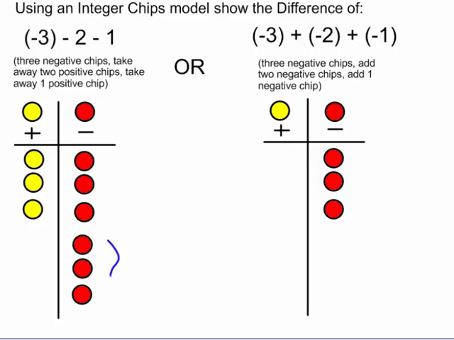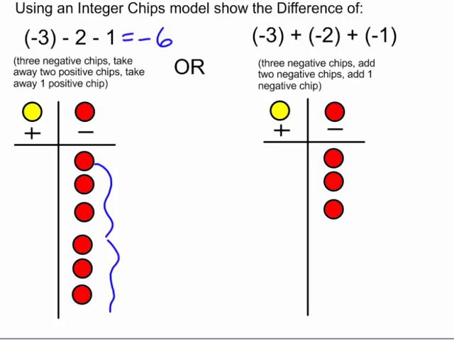So my negative 3 is right here. When I highlight my 2 positive chips and I hit delete, you'll see it's increased in its negative value. And then I'm going to subtract or take away 1 more positive chip, and I end up with a final value of 6 negative chips, or negative 6.